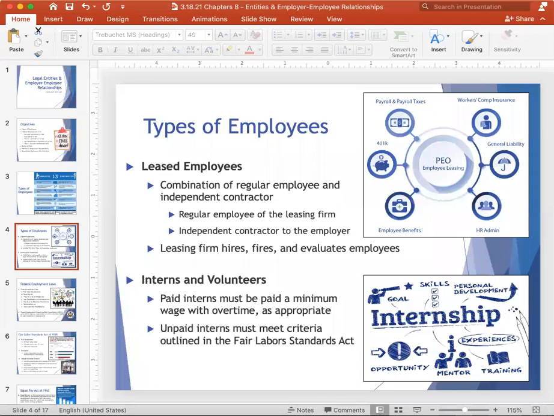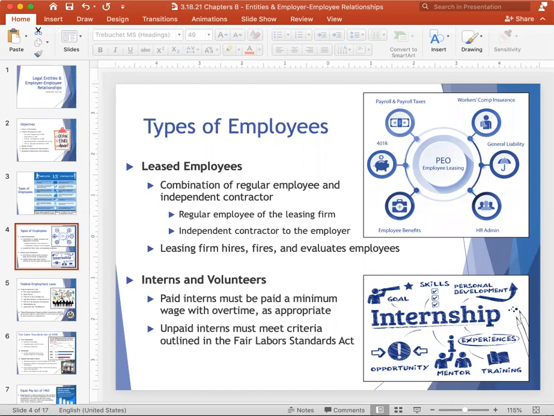So these leased employees are an independent contractor for you. So lots of benefits there in terms of bringing a special skill for a specific task to be accomplished and limiting your liability. However, they are a regular employee for the leasing firm, which has implications in regards to the firm's responsibility over the employee as well as their liability.